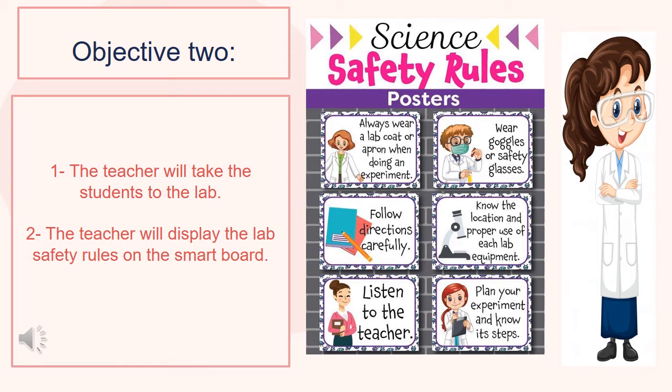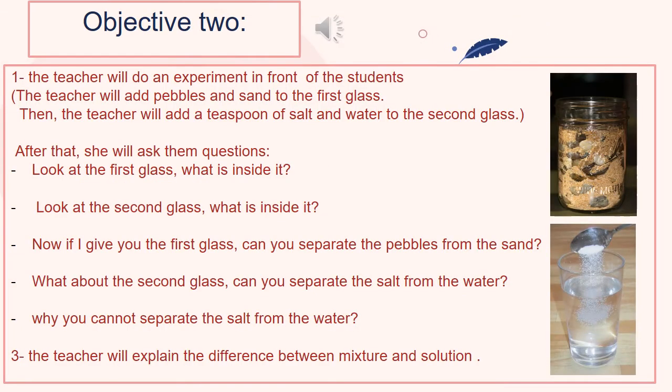First, the teacher will take the students to the lab, and she will wear a lab coat to look like a scientist, and she will say, "Now we will continue the lesson in the science lab." Then the teacher will display the lab's safety rules on the smart board. After that, the teacher will do an experiment in front of the students.